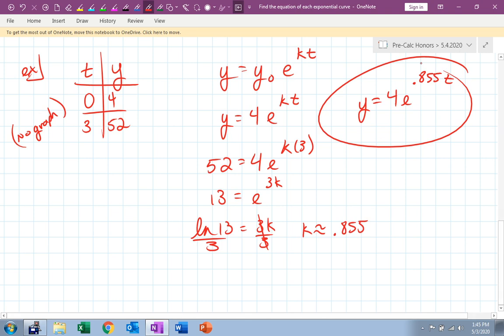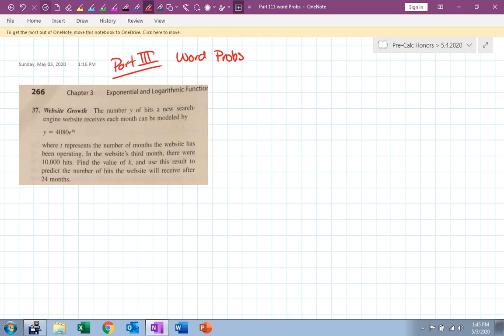All right. So the next few problems are actually from your textbook. If you have your textbook, they're on page 266 and 267. I did take pictures of them, so they are on the next pages here. A lot of times when you talk about mathematical modeling, you're dealing with word problems. So here's page 266, number 37.